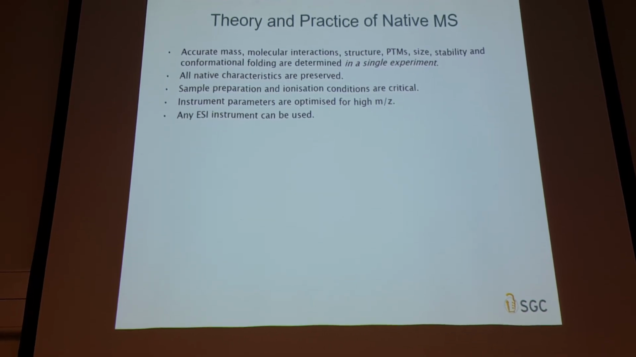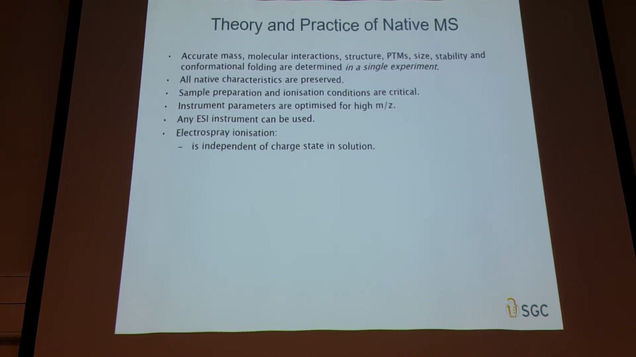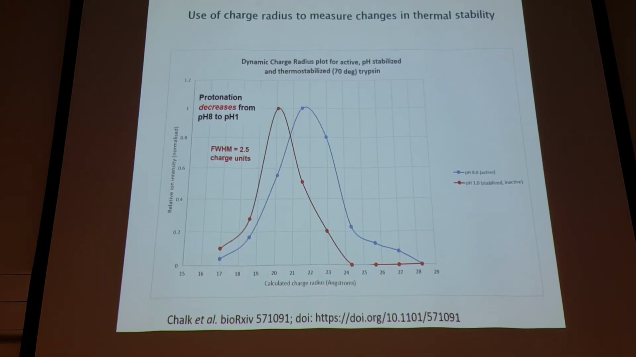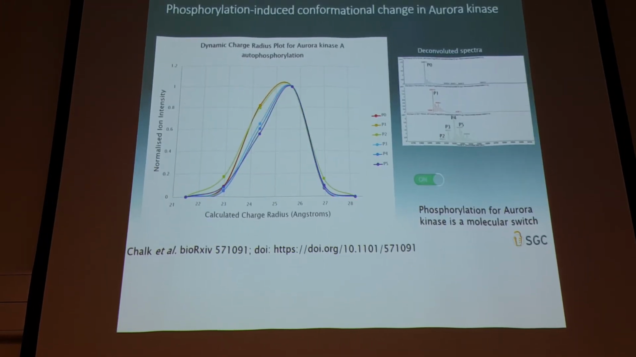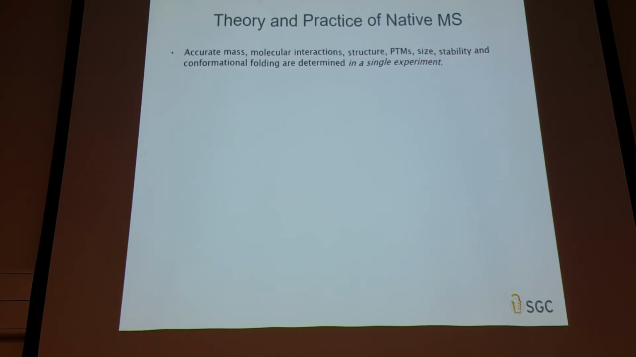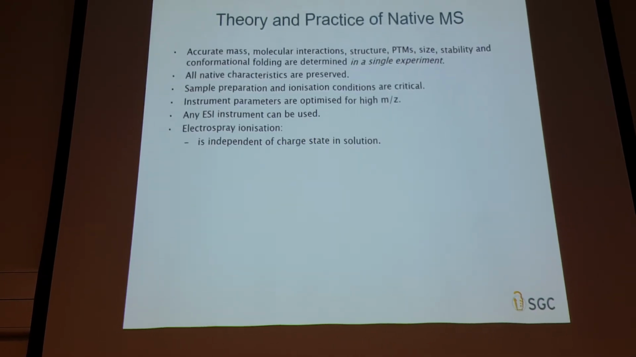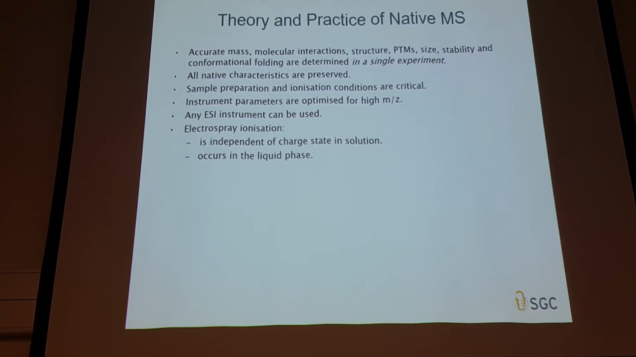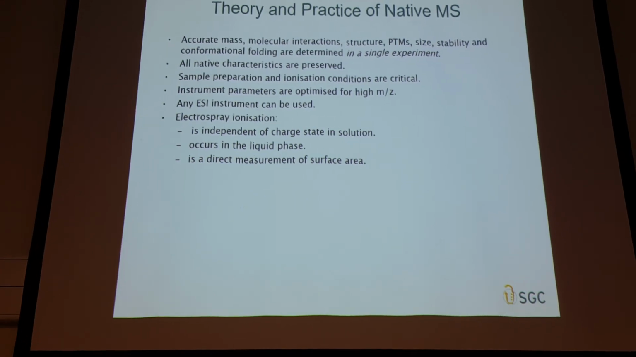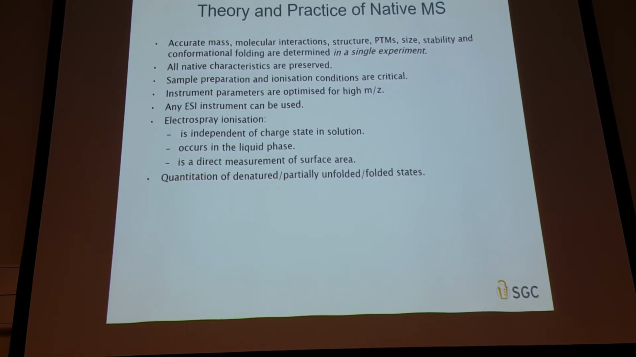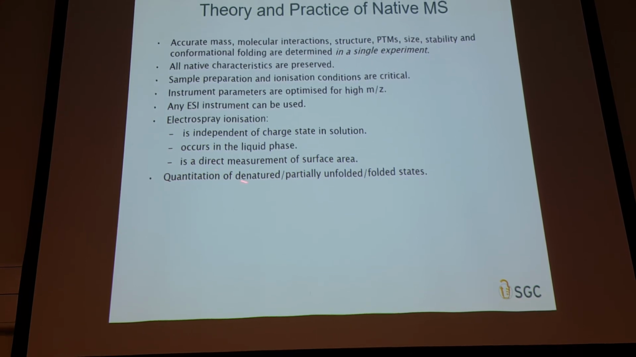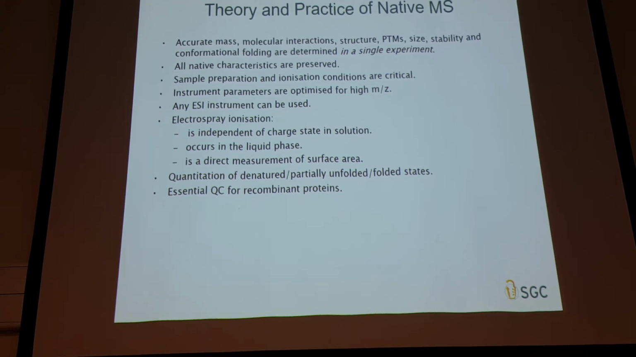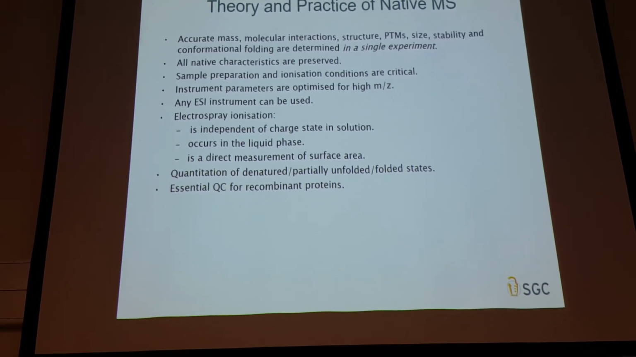Any electrospray instrument can be used. Electrospray ionization is independent of charge states in solution. It occurs in the liquid phase, and it's a direct measurement of surface area. So we can use native mass spec for quantitation of denatured, partially unfolded, folded states. This is an essential QC requirement for recombinant proteins.